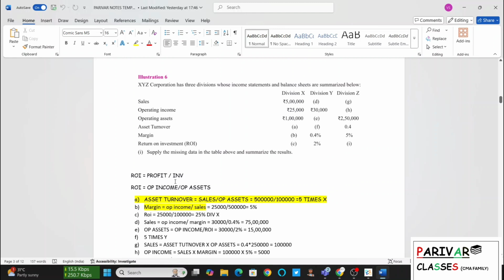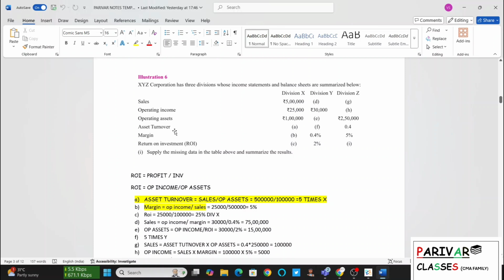First, we will write our formula. ROI is equal to profit by investment, nothing but ROI is equal to operating income divided by operating assets. If you read the question, for sales, he has given margin. Operating income okay. Operating assets okay. The new one is asset turnover.